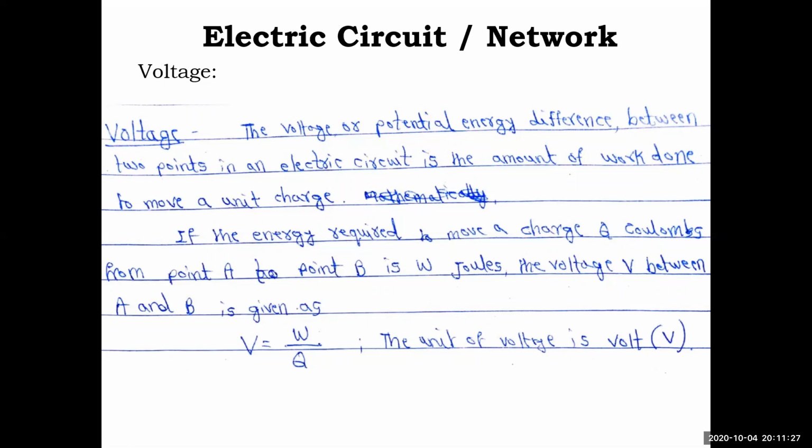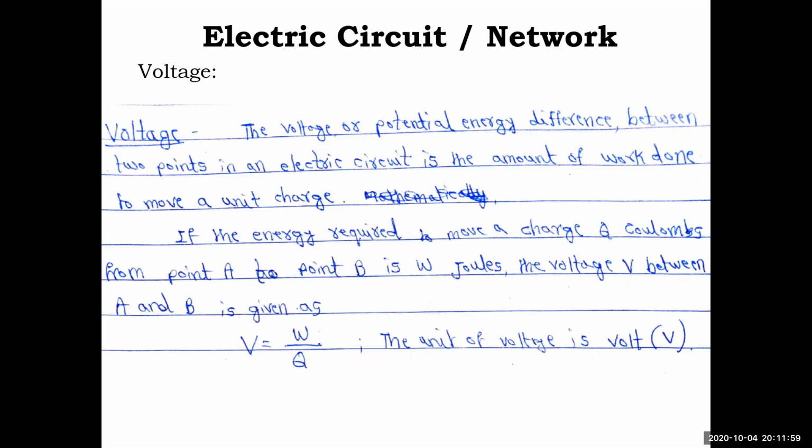Okay, so when you apply some voltage, current will result here, right? So that is the thing here. Voltage, or potential energy difference, between 2 points in an electric circuit is the amount of work done to move a unit charge. If the energy required to move a charge q coulombs from point A to point B is W joules, the voltage V between A and B is given as W by Q, where W is the work done and Q is the charge. So this is the definition and the mathematical expression for voltage.